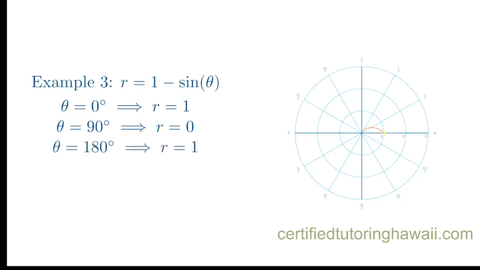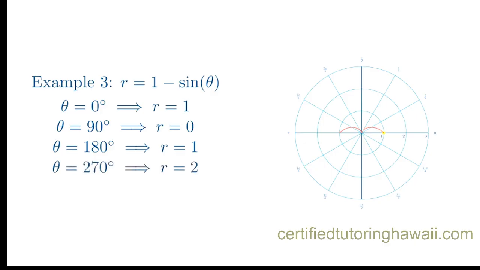Now, from 90 to 180 degrees, sine of theta decreases from 1 back to 0. This causes our radius r to increase from 0 back to 1. We start at the pole and move outward to the point 1, 180 degrees, completing the top left curve. We're halfway there. Let's complete the curve.